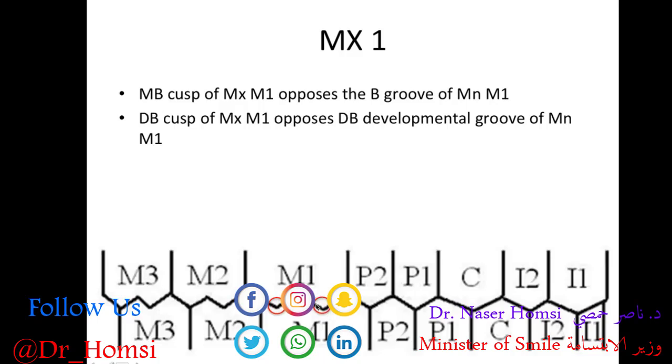Okay, if we look here, the mesial buccal cusp of the maxillary first molar opposes the buccal groove of the mandibular first molar, and then the distal buccal cusp of the maxillary first molar opposes the distal buccal developmental groove of the mandibular first molar. So we see how helpful the picket fence is in answering these questions for us. It really helps things move a lot faster.